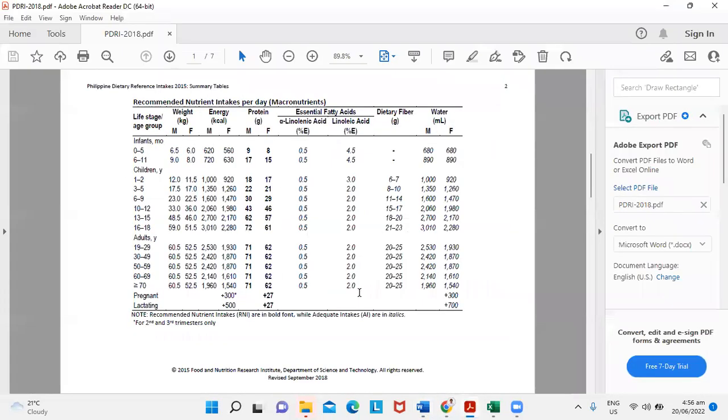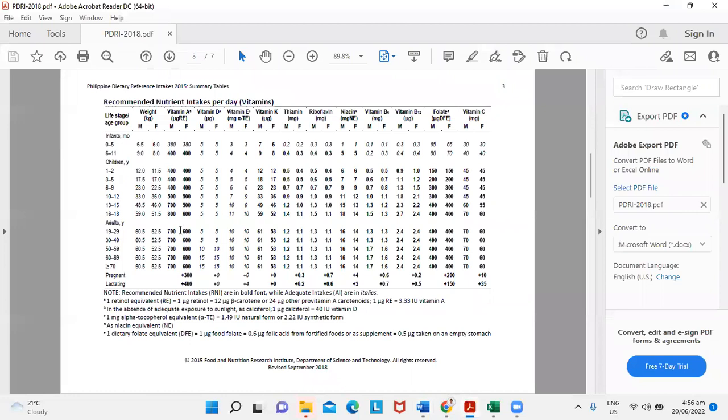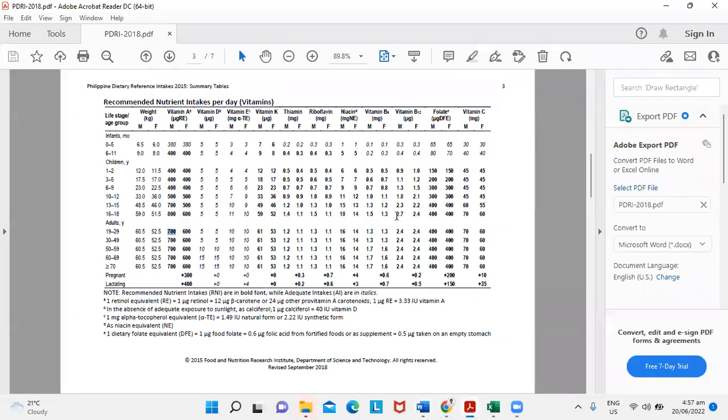Para makuha na ang iyang RNI. So for vitamin A, it's 700 micrograms RE. Okay. Sakto ta. And for vitamin C, 70 milligrams. For males, 19 to 29. Okay.